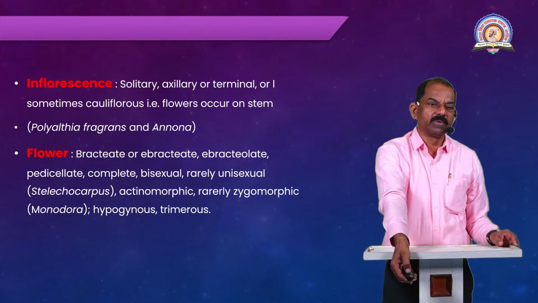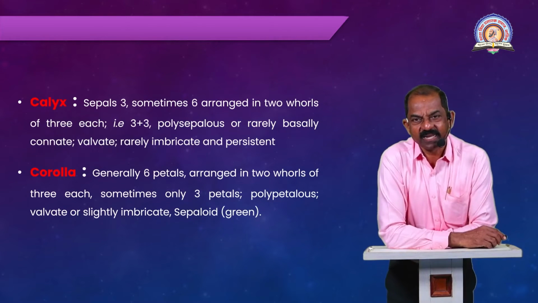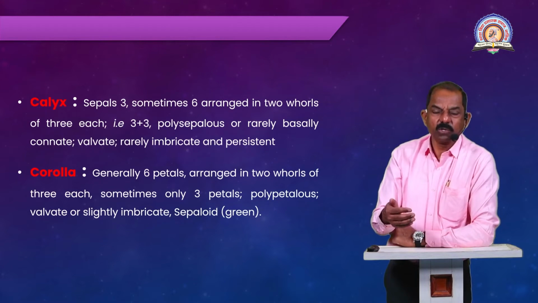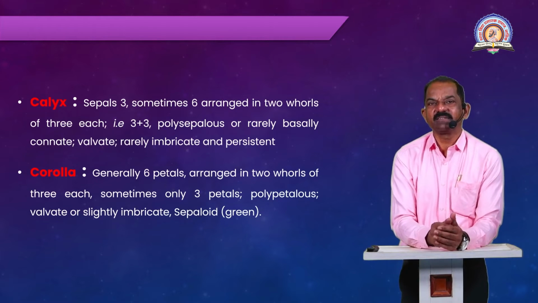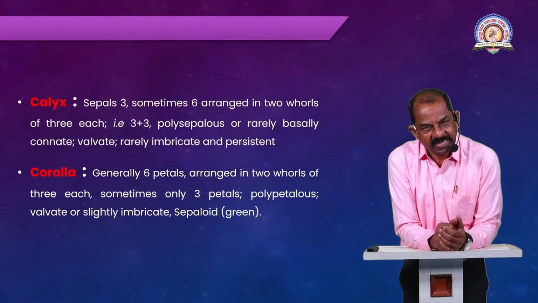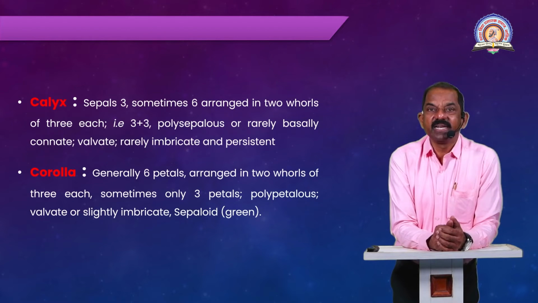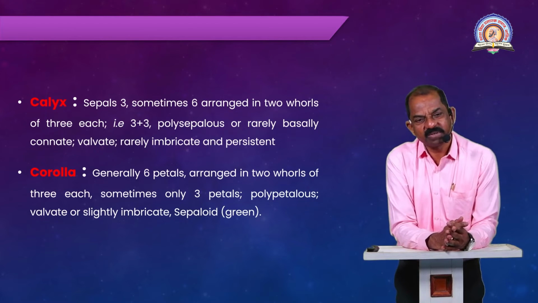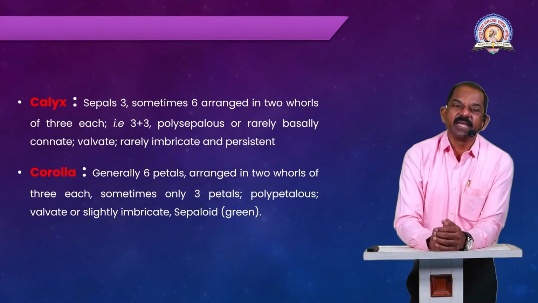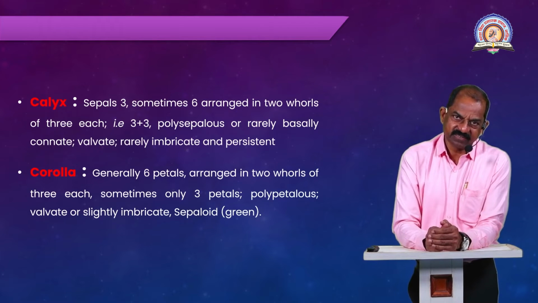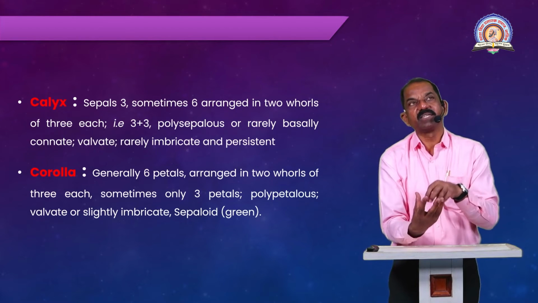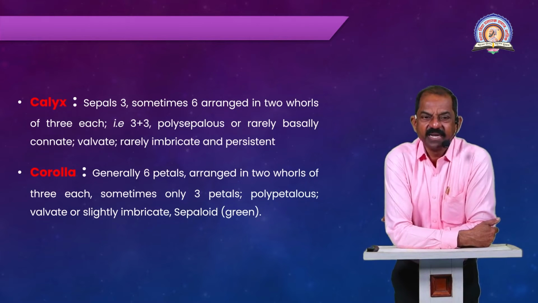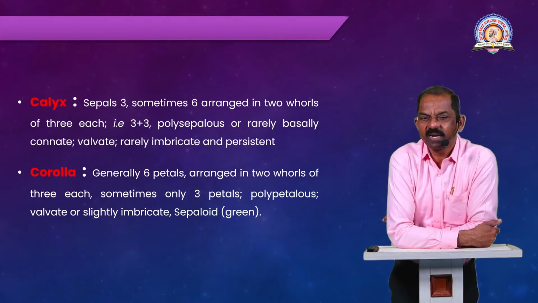Then the next one we will say about the calyx and the corolla of the flower. Okay, the calyx and the corolla are the two accessory whorls of the flower. Calyx is the outermost whorl. Calyx is protective in its function. Calyx is generally green in color, and the calyx is made from sepals. The number of sepals is generally 3. Sometimes they are 6. If 6, they are present in 2 whorls, one above the other. That is the 2 whorls of 3 each, the 3 plus 3 condition.